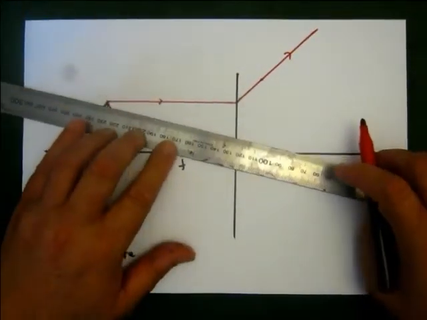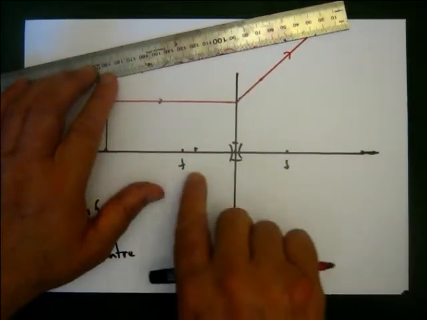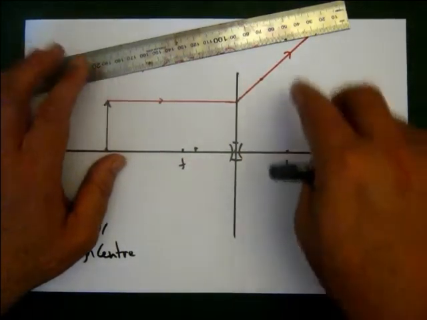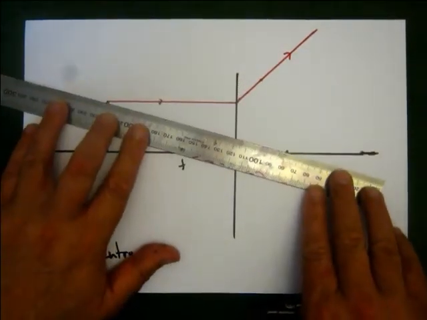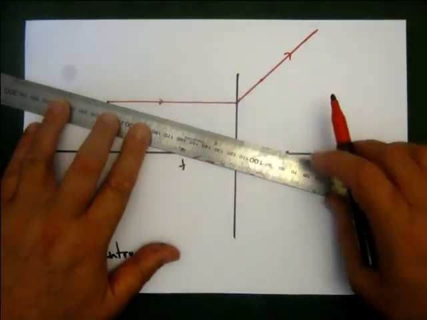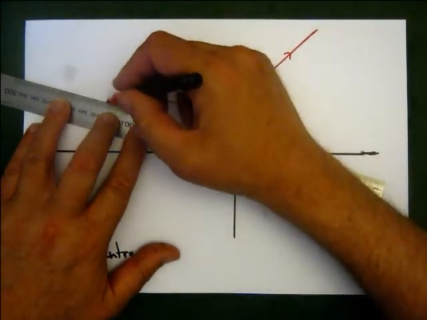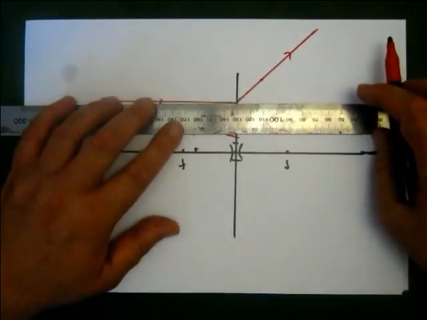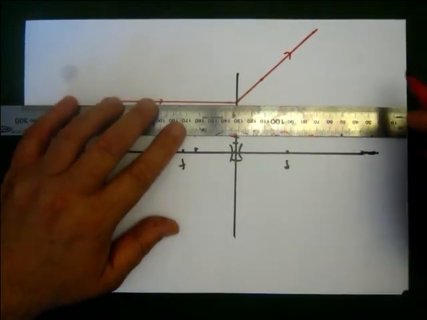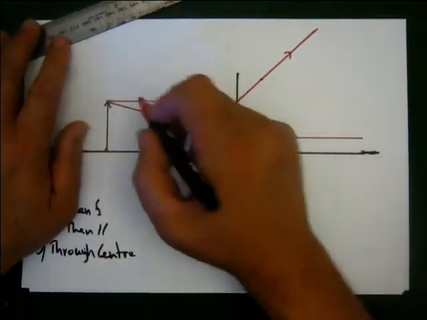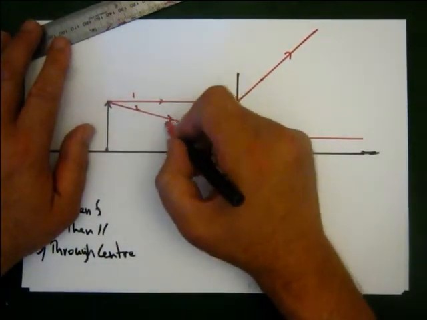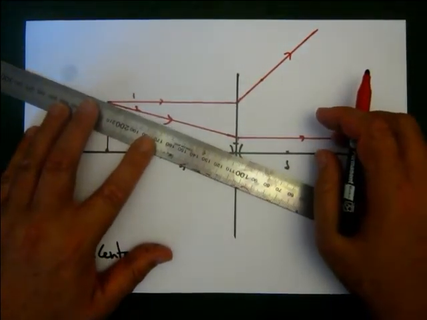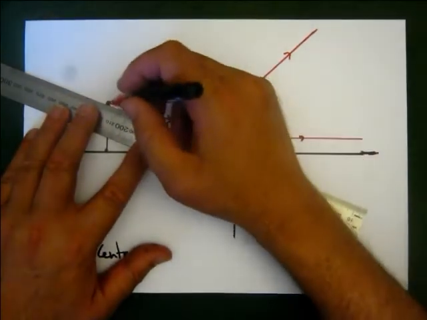The second ray goes to the focal point, but again, normally a convex lens would use this one. In this case, we're going to use this side because it's negative. So we draw a line down to there, and then it goes parallel. So this is line 1, line 2. And the third line, if you remember, just goes straight through the centre of the lens. We go top of the arrow, straight through.